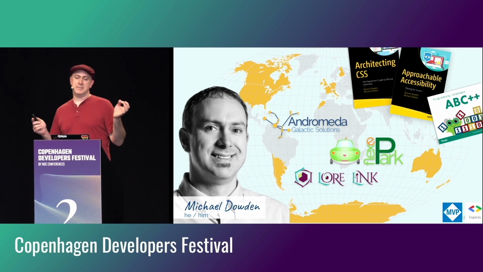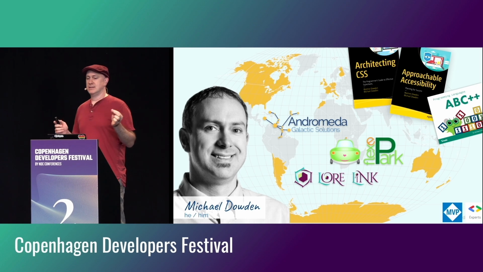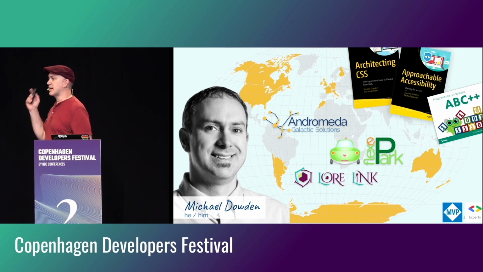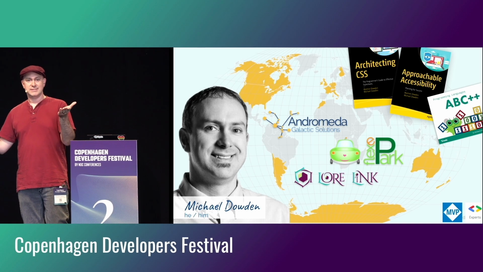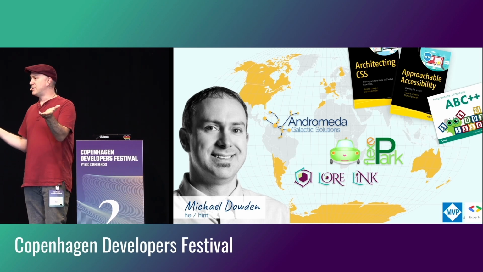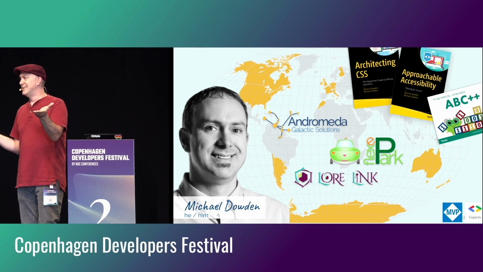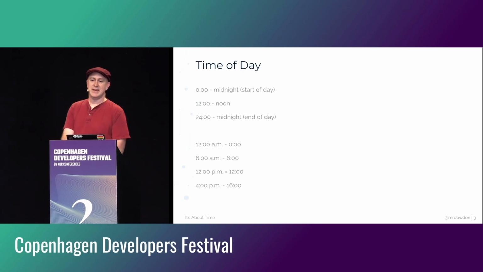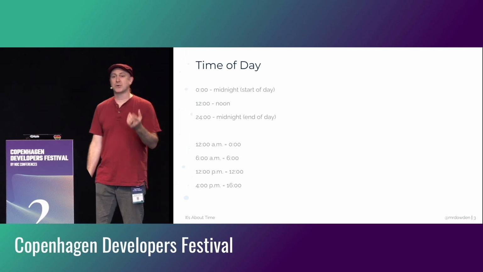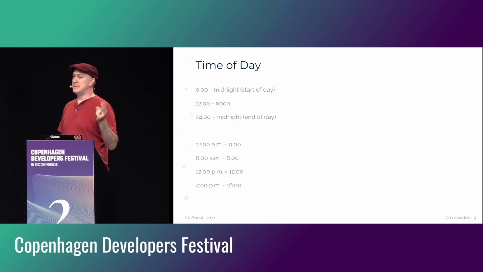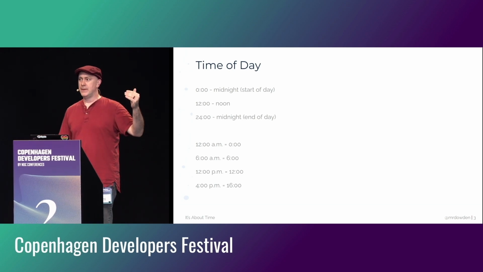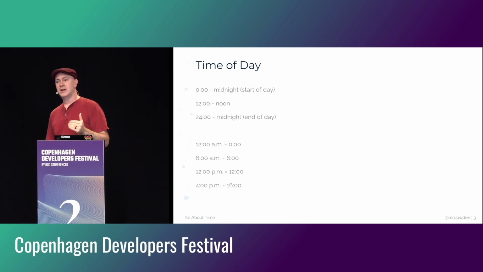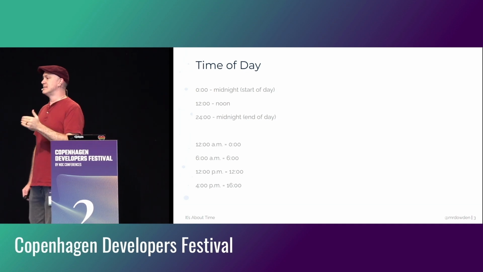What time is midnight on a 24-hour clock? 0. I hear 0. Anybody have a different number? Okay. It's a trick question because there are 2 correct answers. It can be 0 to represent midnight at the start of the day, or it can be 24 to represent midnight at the end of the day.